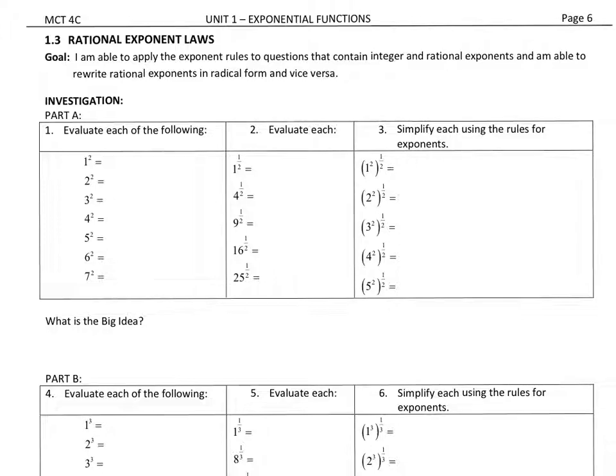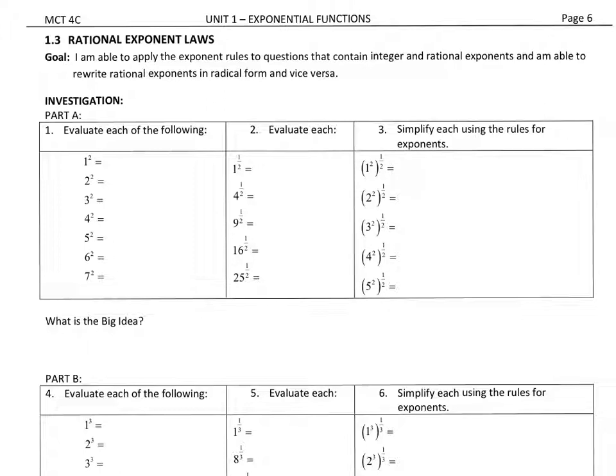In today's lesson, we're going to look at rational exponent laws, and rational exponents are the ones that are written as fractions, as opposed to just plain integers. We're looking at our fraction exponents here. And what I have for our goal is that you're able to apply the exponent rules to questions that contain integer and rational exponents, and am able to rewrite rational exponents in radical form and vice versa.